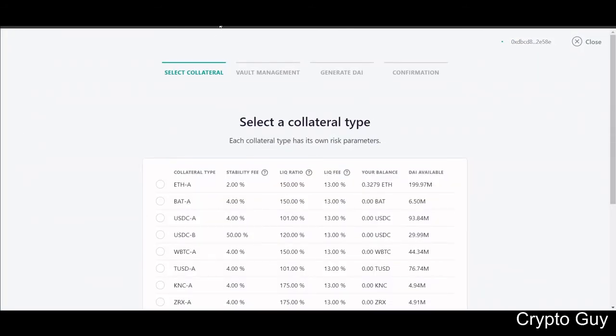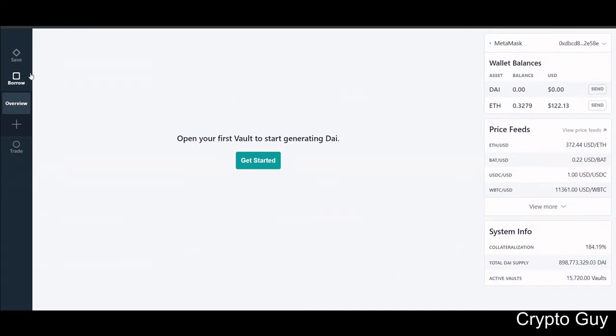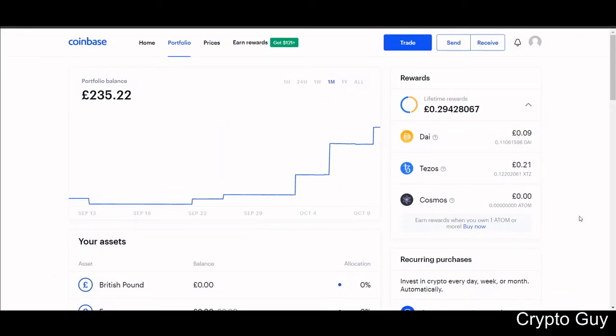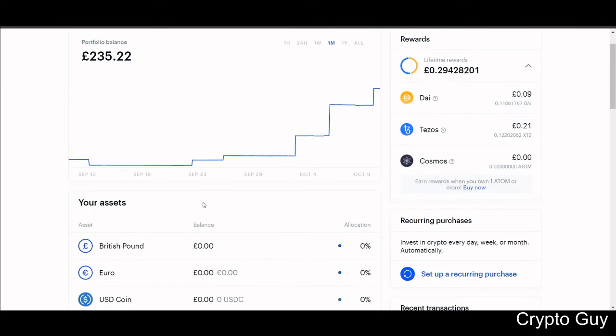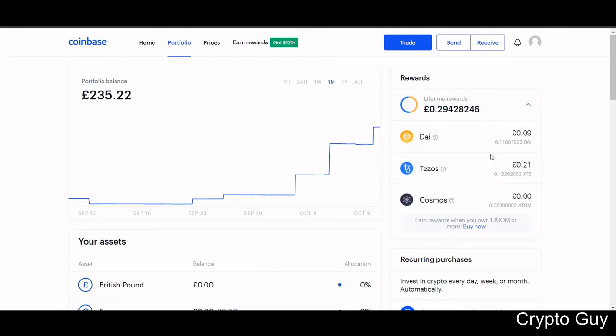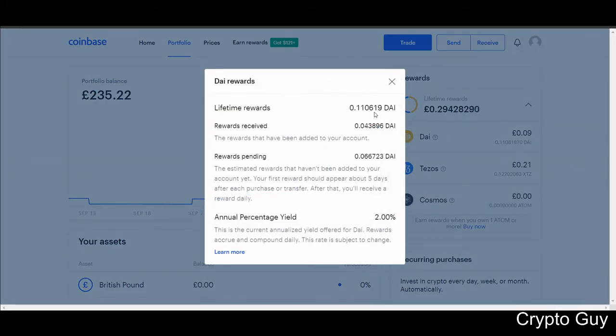But the most important thing today, I will show you how to make passive income by just holding DAI. There are three ways. Let's start with the first one. The first one is Coinbase. Here you can see that I have almost 300 DAI in my account at the moment, which is 223 pounds, $300, and this is the reward I am getting at the moment. Lifetime reward is 0.11 DAI that I have already received, generated, and from that I have received 0.04 DAI, and this reward is pending 0.06, and the annual percentage yield is 2%.